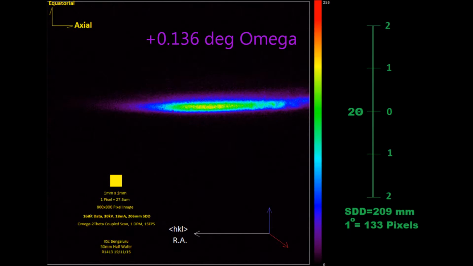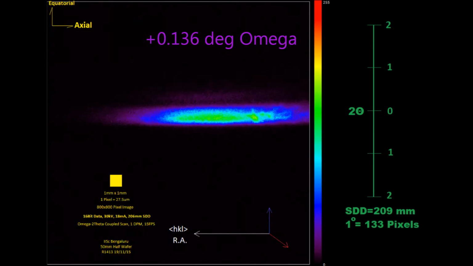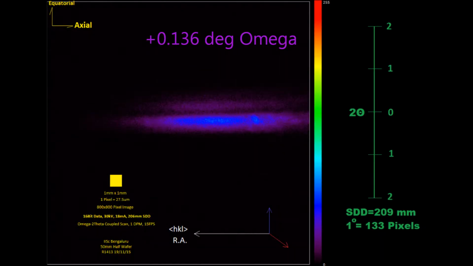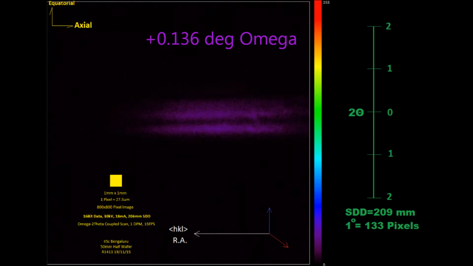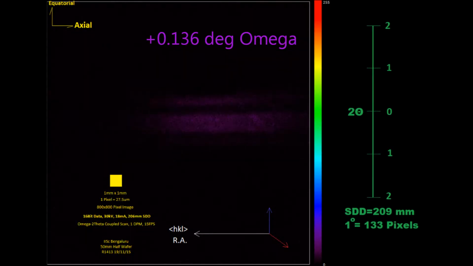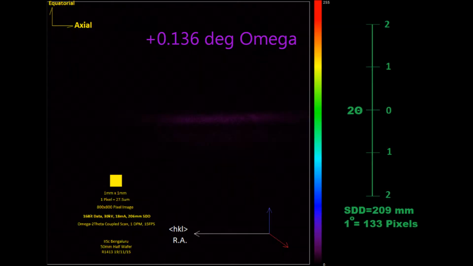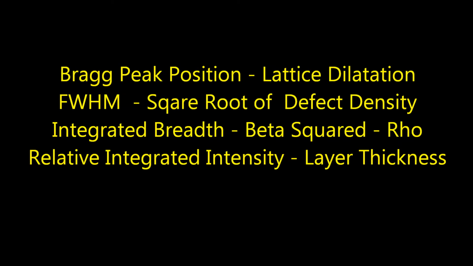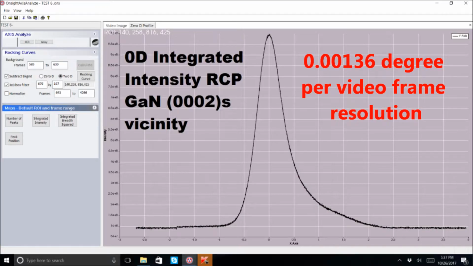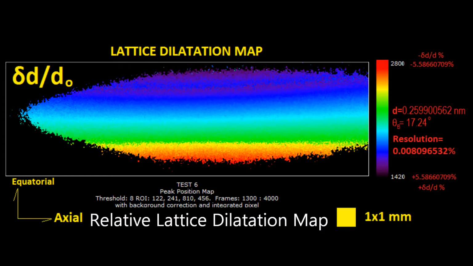The gallium nitride 0002 symmetric reflection rocking curve is shown at 0.136 degrees per image. The resolution of the original data is 0.00136 degrees per frame. At 1 degree per minute, this data set took no more than 5 minutes to complete at a resolution of 0.00136 degrees per frame.